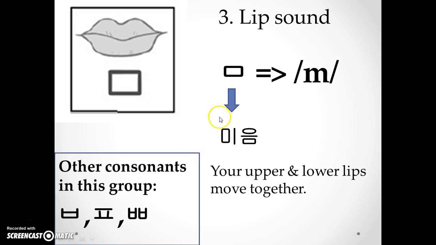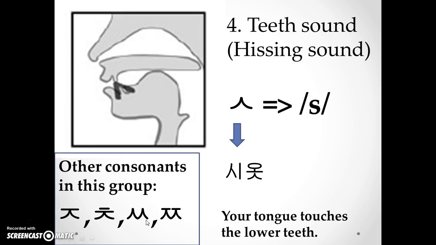Okay, next we have the lip sound, mium. M is the equivalent alphabet in English, guys. So mium, M sound there. And as you make the M sound, you'll notice that your upper and lower lips move together, right? So that square looking thingy actually represents your upper and lower lips and the mouth surrounding it. 3 other consonants for this group are piup, piup, and sangbyup.